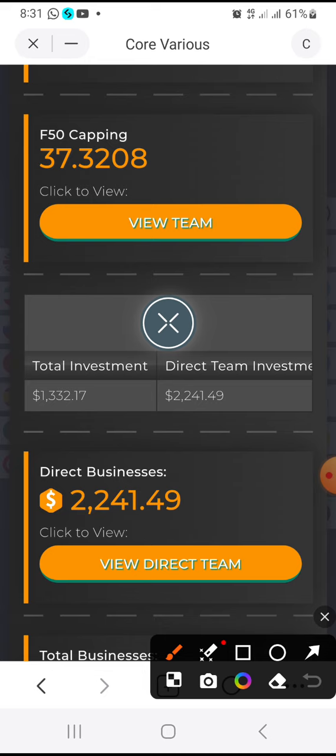Compare your direct team investment to your investment. Divide the direct team investment by two, and then check the total investment you have. Is it half or more of your direct team investment? If that is not the case, please top up. Just top up at least to half of your direct team investment. Anytime you check your direct team investment, divide it by two, and check your investment. Is it up to half of it? If it is not, top up, so that you fully enjoy your labor, your work, everything that you are doing.